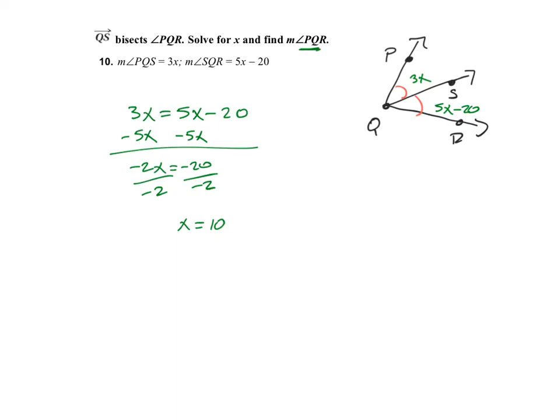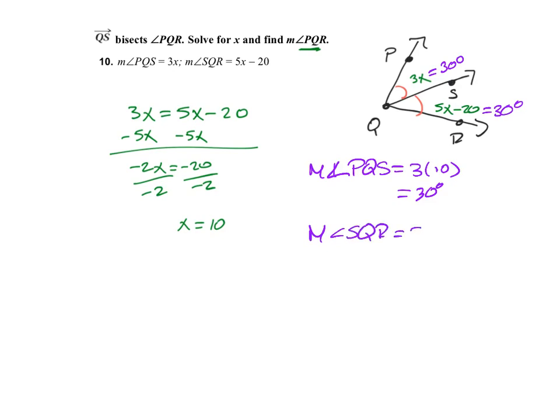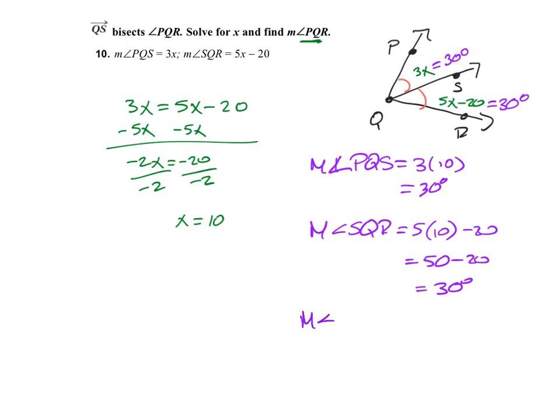And now I'm going to find PQR. So I need to find that whole angle. So I'm going to plug in that information. First of all, I'm going to do it on both of them. Both of them should be the same, but I'm just checking that they are the same. So angle PQS equals 3 times 10 equals 30 degrees. So this is 30 degrees. This one should also be 30 degrees. Let's check it, right? So angle SQR equals 5 times 10 minus 20. So 50 minus 20 is 30 degrees. So angle PQR has to be 30 plus 30. So it's 60 degrees.